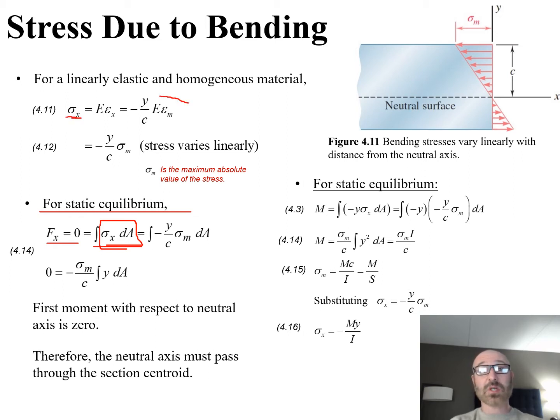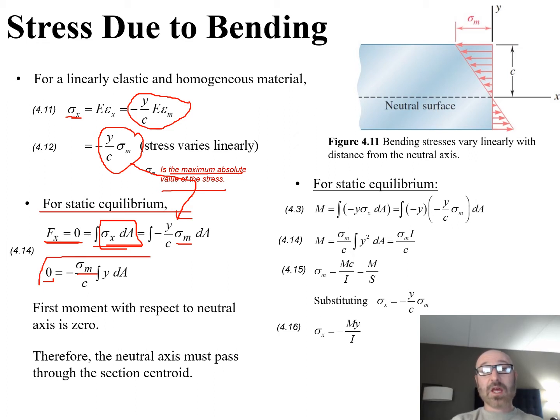So we have this relationship right here, which we can plug in for our sigma x. Now we have the integral from negative y over c times our sigma m, again that sigma m is the maximum absolute value of the stress, times dA. Therefore F_x equals 0 is equal to negative, and we can rearrange this a little bit, pulling our constants out front, sigma m over c times the integral of y dA. And this goes back to equation 4.14 in our textbook.